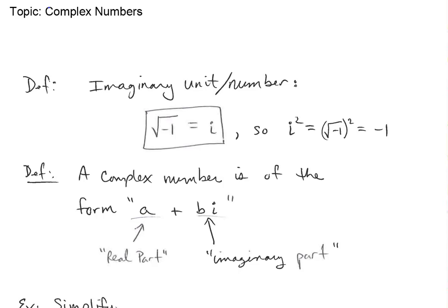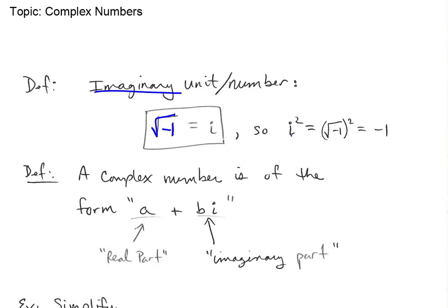This video is about complex numbers. We're going to start with a definition, and that is of what's called the imaginary unit or number. Specifically, the square root of -1, which we would have typically said is not a real number up to this point, is now getting a special name. We're going to call that number the number i.